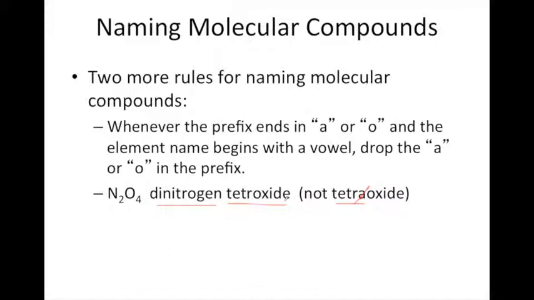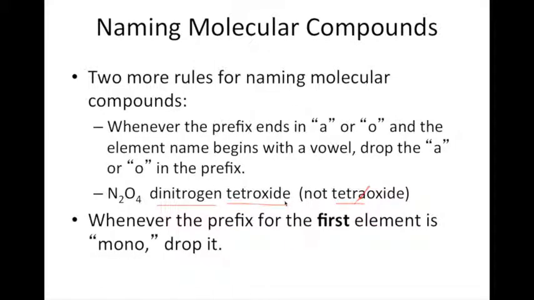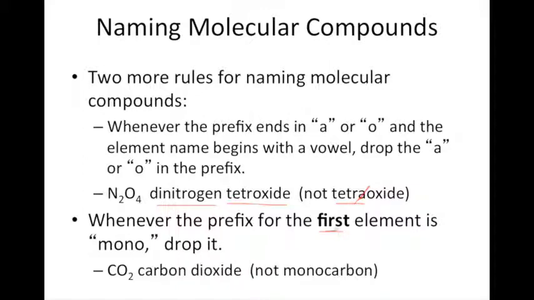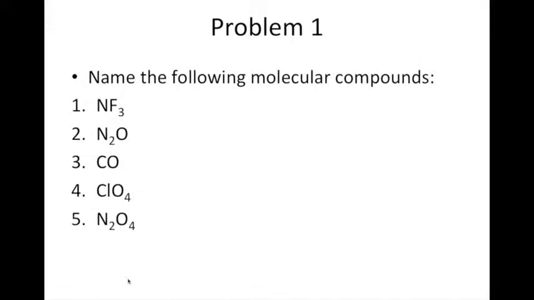So dinitrogen tetroxide. Our second rule is that if you only have one of the first element, we don't use the prefix mono. This only applies to the first element. So an example of that would be CO2. Instead of saying monocarbon dioxide, we would simply say carbon dioxide. If we have one of the second element, we do use the prefix mono, though. So let's practice a few of these. Pause the video, answer these, and then start the video back and see how you did.